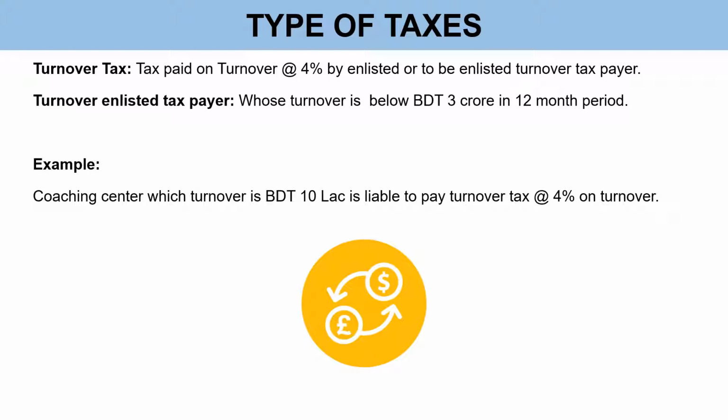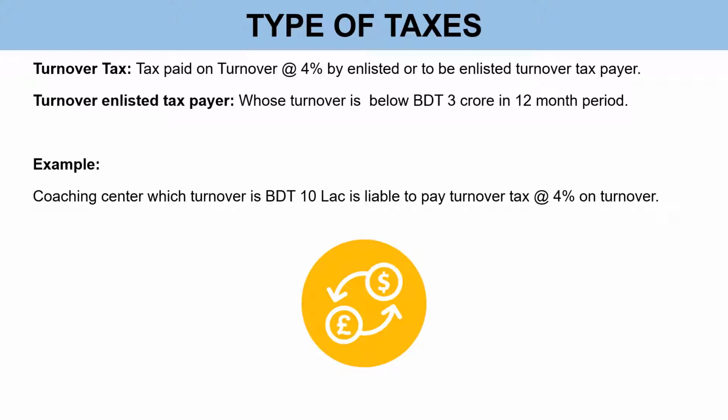Now we have turnover tax, the easiest one to understand by name. As per name, tax is to be paid based on turnover. Those who pay turnover tax are called the turnover taxpayer. Turnover tax rate is 4%. So, in summary, we call turnover tax at 4% is paid on turnover by the turnover taxpayer.